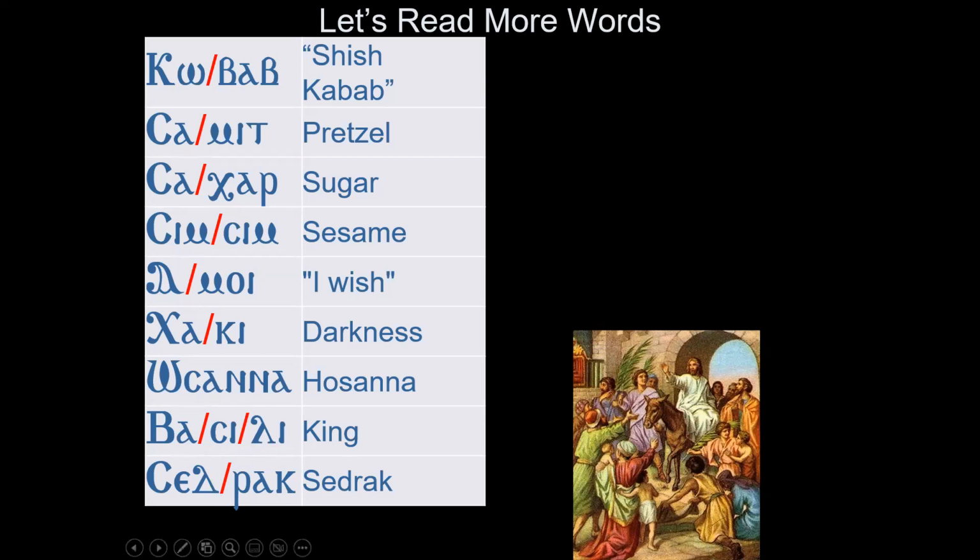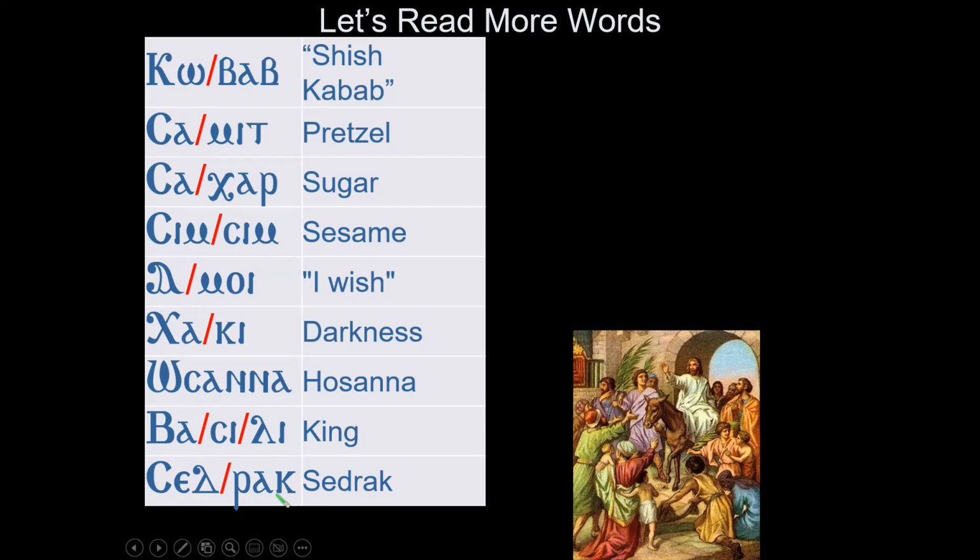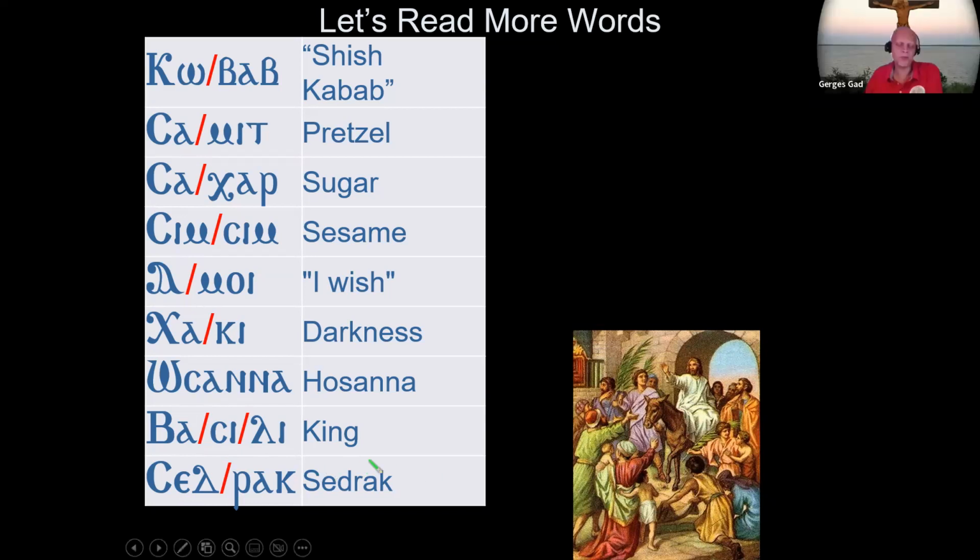And then the last word, Patrick. Sidrak. Very good, Sidrak. You know, the three youth and the fire, Sidrak, Misak, and Abednego, Sidrak.